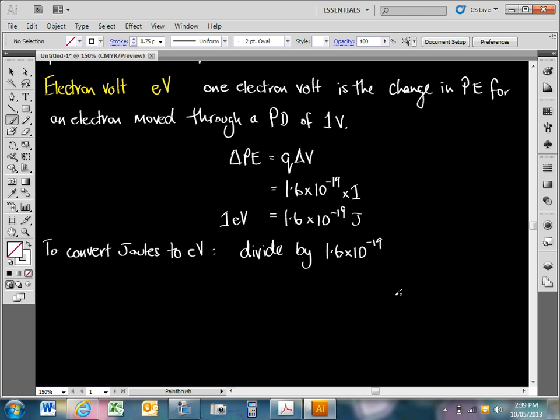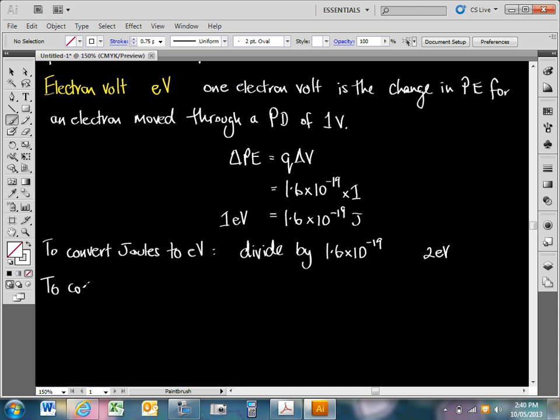So imagine, and I always picture it like this, if I had 2 eV, and this isn't an outrageous number for a particle that has a very small charge, if I want to change to joules and I divide by 1.6 by 10 to the minus 19, I make a really large number. If I multiply by 1.6 by 10 to the minus 19, then I make a really small number. Joules is a much larger unit than eV. Okay, so joules to electron volts, divide by 1.6 by 10 to the minus 19.